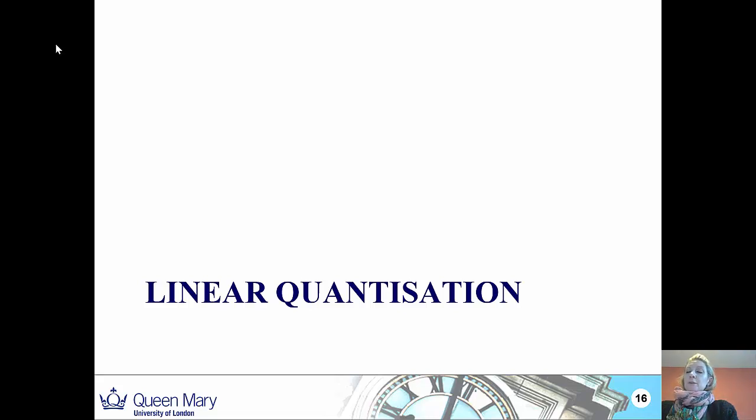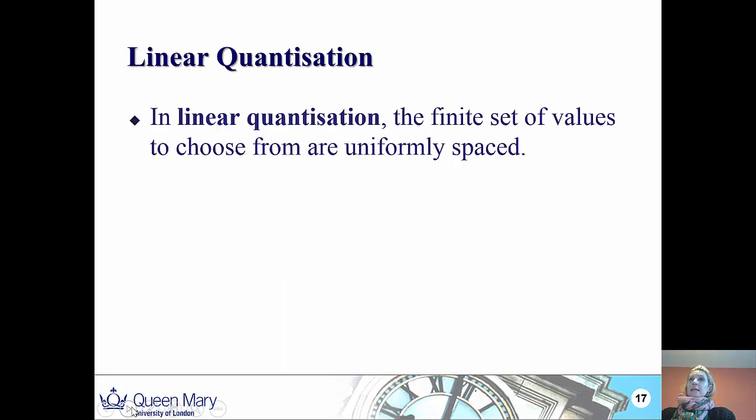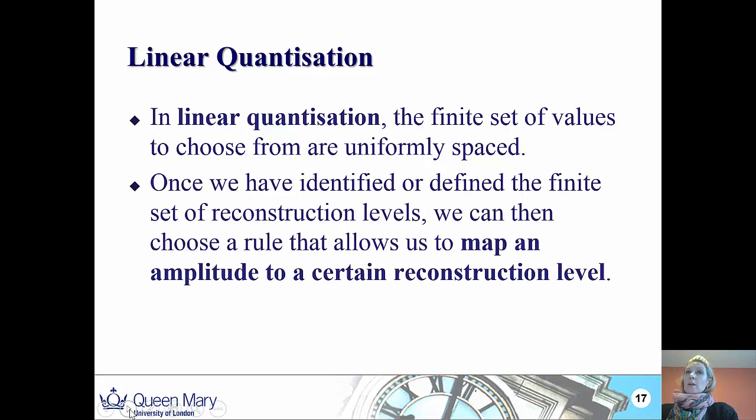So what exactly is linear quantization? Linear quantization is where we have a set of values which can be used to represent the signal, and these values are uniformly spaced. So there's a fixed set of numbers, and the distance between every number is consistent. Once we've identified the number of reconstruction levels that we wish to apply to our signal, then we can choose a rule that will allow us to map the amplitude to a certain reconstruction level.